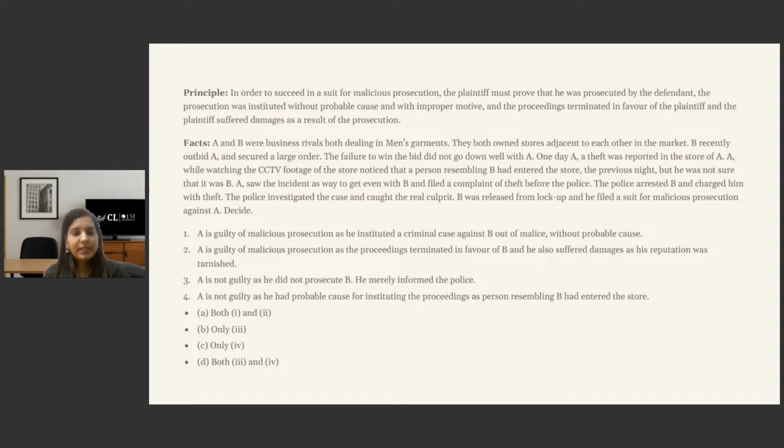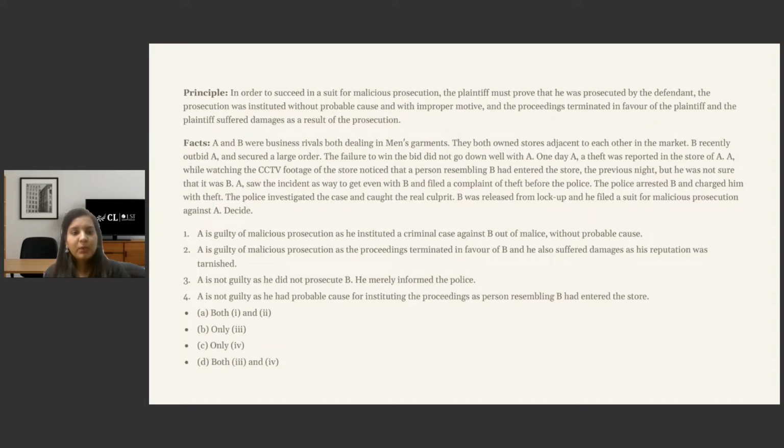A, while watching the CCTV footage of the store, noticed that a person resembling B had entered the store the previous night, but he was not sure it was B. A saw the incident as a way to get even with B and filed a complaint of theft before the police. The police arrested B and charged him with theft. Police investigated the case and caught the real culprit. B was released from lockup and filed a suit for malicious prosecution against A.